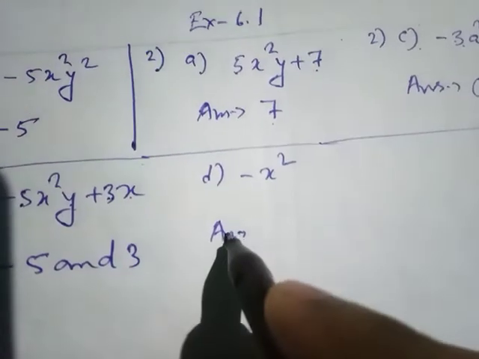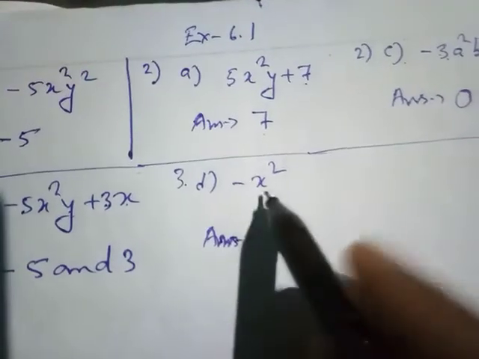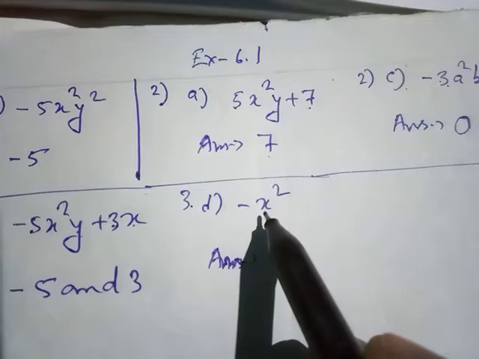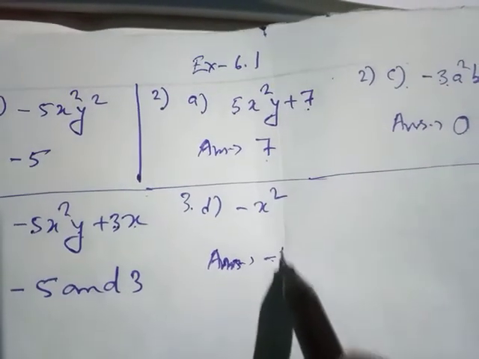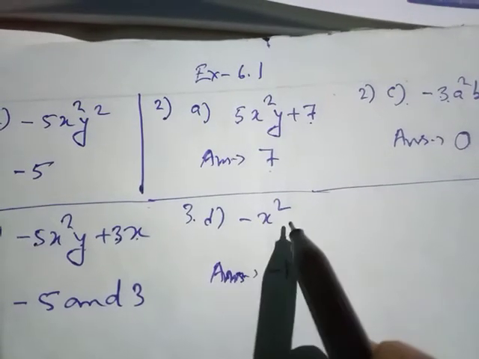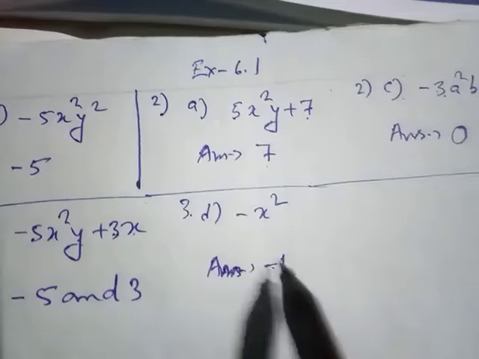Question number 3D: minus x square. There is no visible numerical coefficient, so we can write it as minus 1. We know minus x square means minus 1 into x square. You can write minus x square as minus 1 into x square. So the numerical coefficient is minus 1.